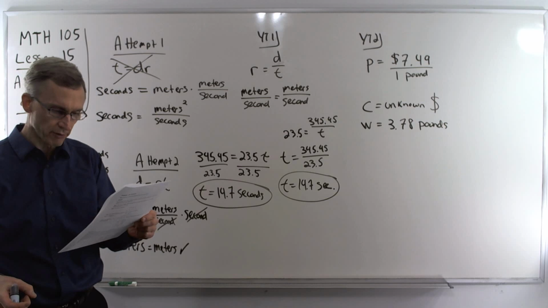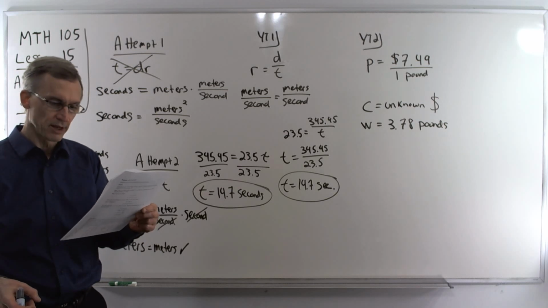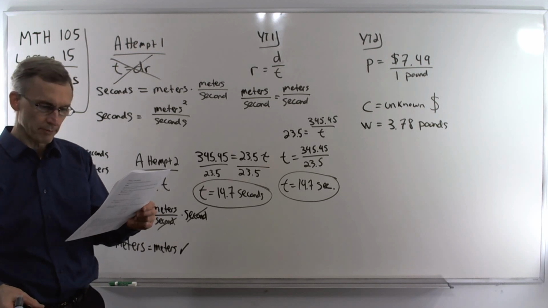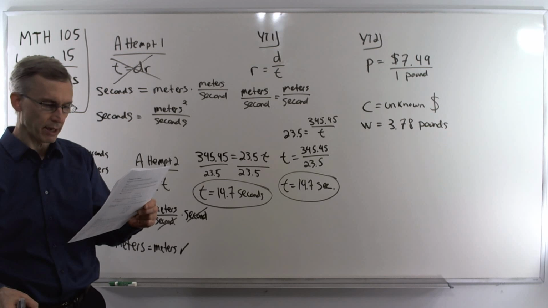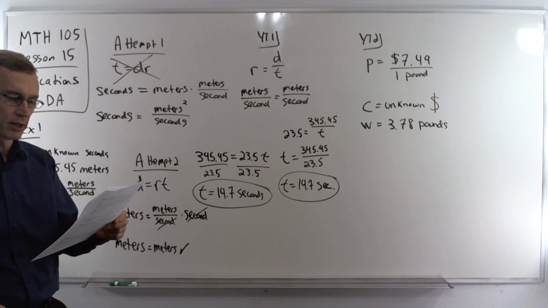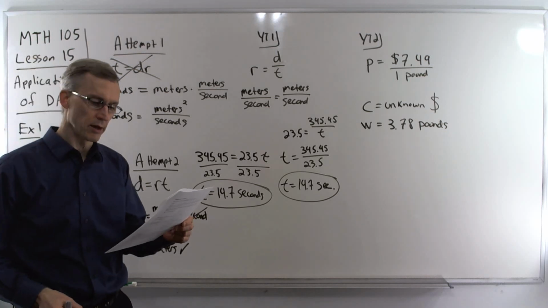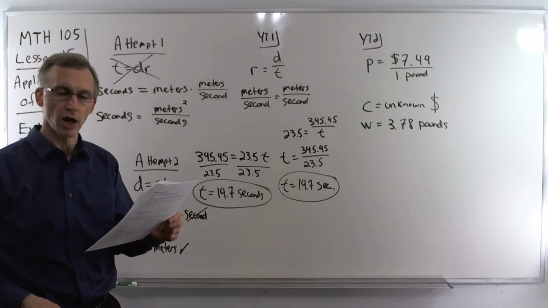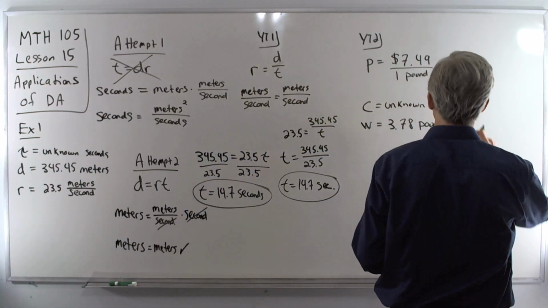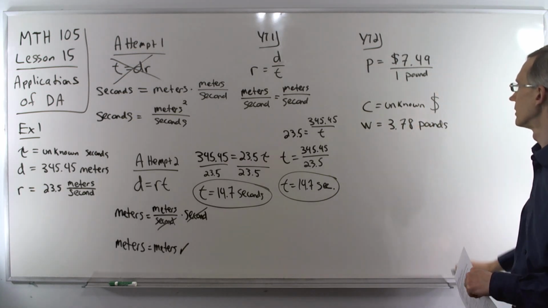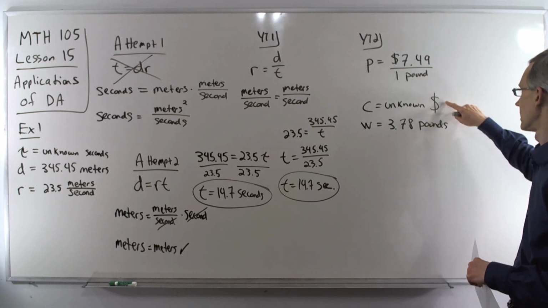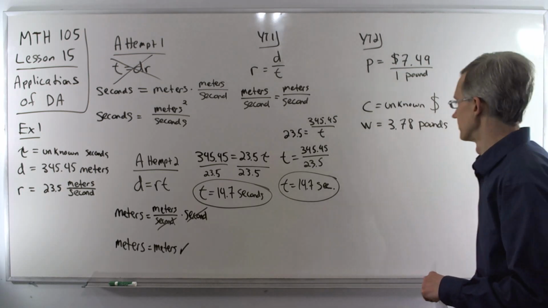For walnuts, Super One Foods charges a price per pound of $7.49. Set up and solve an equation to find the total cost in dollars of a bag of walnuts with a weight of 3.78 pounds. So just be clear, the units on P, price per pound, are dollars per pound. Right? Dollars per pound. Now I recommend writing the quantities out like this so you have the units right in front of you, and it may be easier to see the relationship between the quantities then. And C is in dollars, W is in pounds.